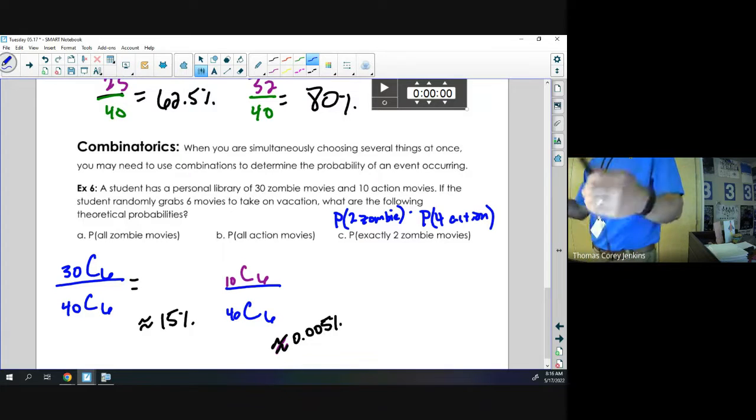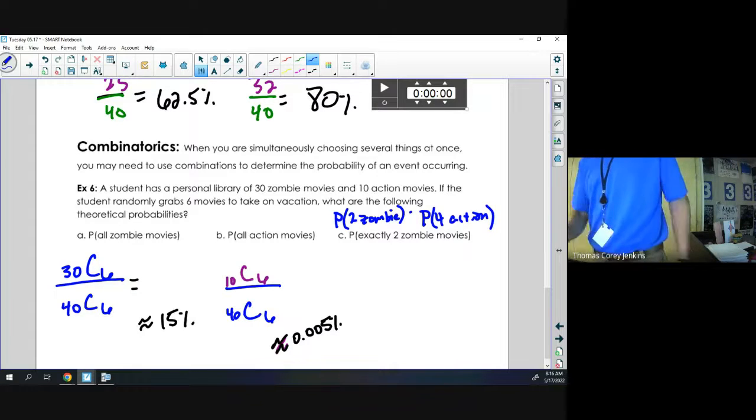So before we get into the math of it, is this going to be more or less likely than the last thing? Why is it going to be a little more likely? It is going to be very unlikely, but it's going to be a little more likely than B. Why? Anybody? Just on a big picture kind of thing. Yeah, because we get 2 zombie, so any zombie is going to increase our probability a little bit.